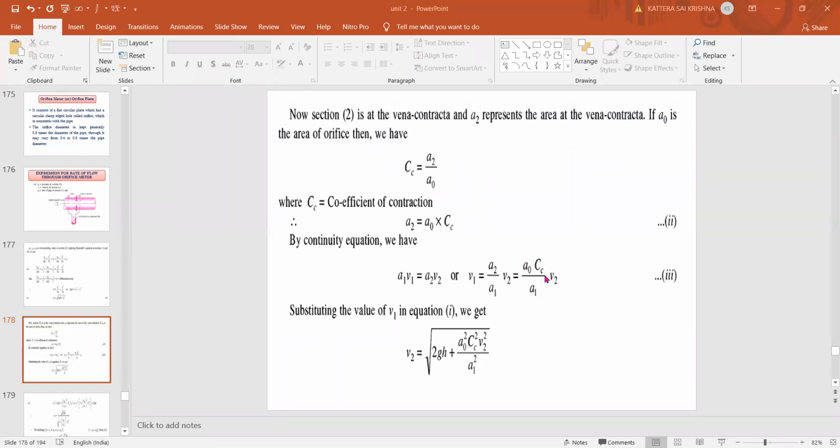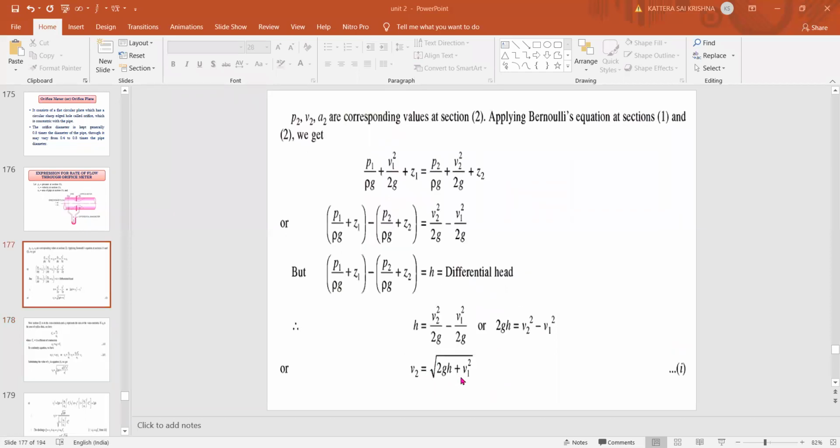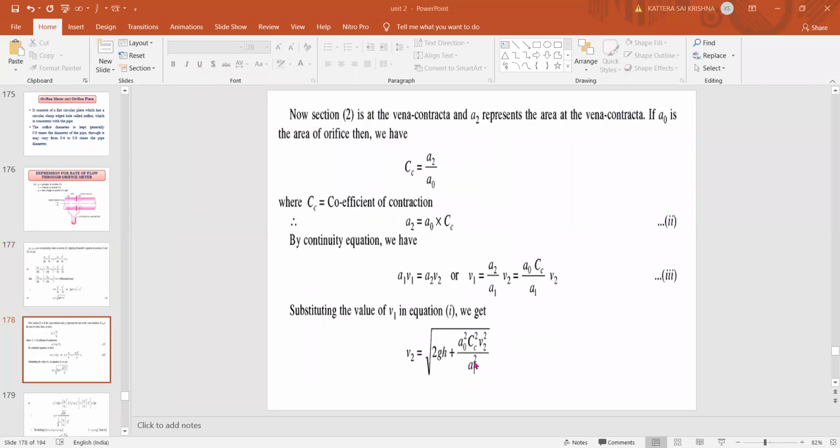Already we got our first equation in terms of V2. So V2 is equal to under root of 2G into H plus V1 square. Now the term which you got, V1 is equal to CC into A0 V2 by A1, we need to substitute here to get V2 in terms of H, A0 and A1. When we substitute this in place of V1, we'll get an equation like this: V2 is equal to under root of 2GH plus A0 square, CC square into V2 square by A1 square. Okay, so now we got the V2 value.